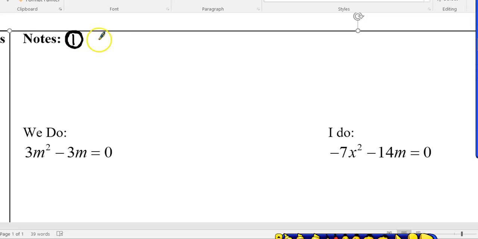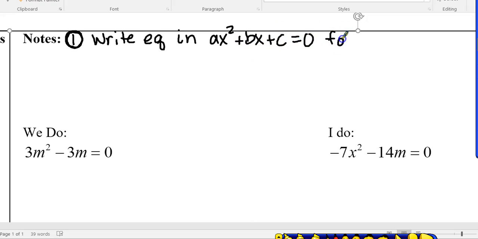Step 1 is to write the equation in ax squared plus bx plus c equals 0 form. Put it in standard form. Make it equal 0, because what we want at some point is one factor times the other equals 0.